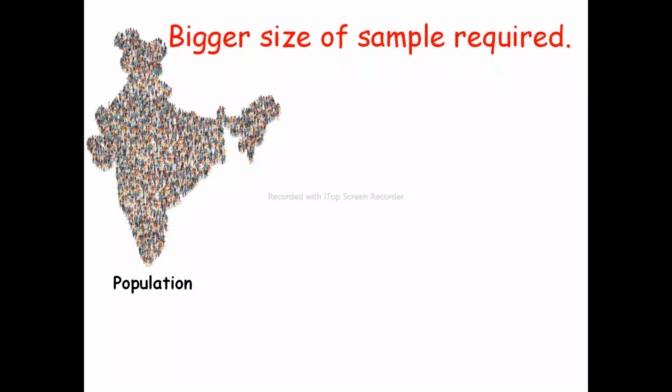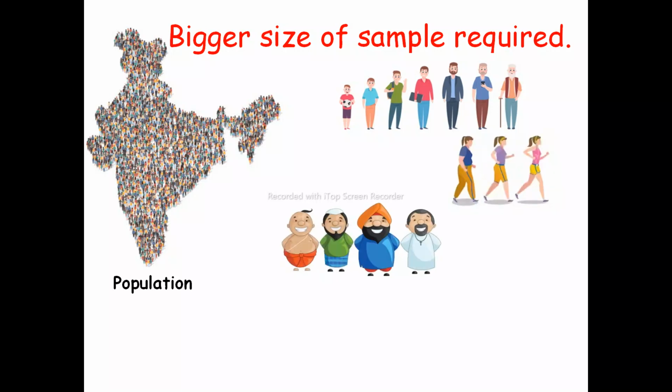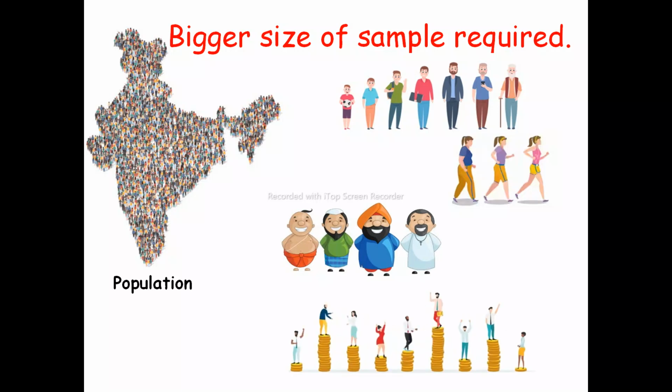India is a country where you will find people of different varieties. We have people of different age groups, and people of different age groups have different thought processes and different ideologies in every situation. Similarly, we have people of different weights or sizes, different religions, and different incomes. Even income matters in their way of thinking. Because of these differences, you will need a larger sample size.